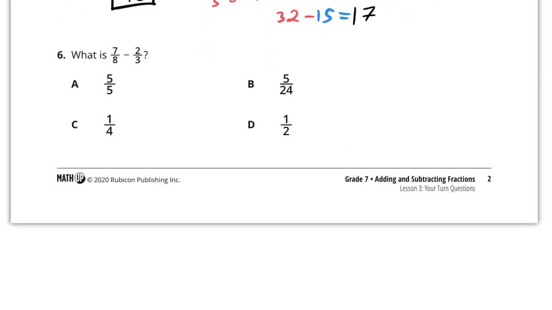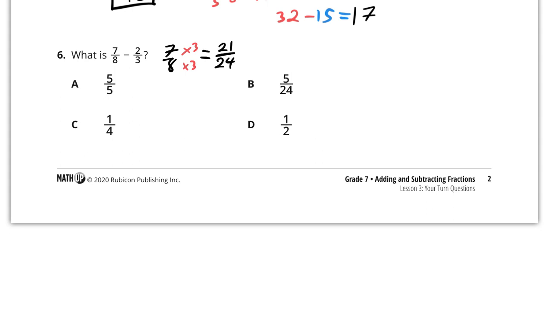Finally, what is 7/8 minus 2/3? Well, I'm going to put this into a common denominator. How we're going to do this is we're just going to multiply both the top and the bottom by 3 over here, and we're going to multiply the top and the bottom by 8 over here. So 7/8 times 3 to get an equivalent fraction, which is going to be 21 over 24.